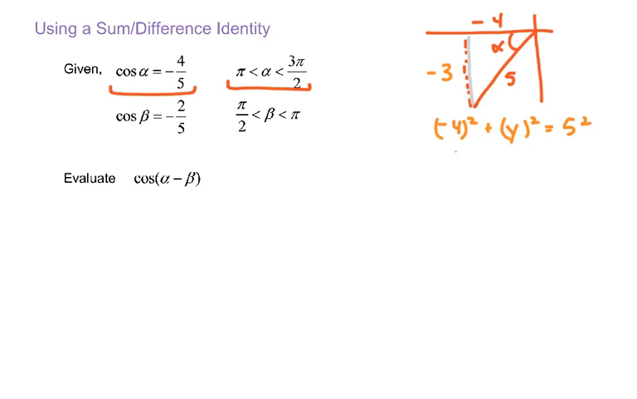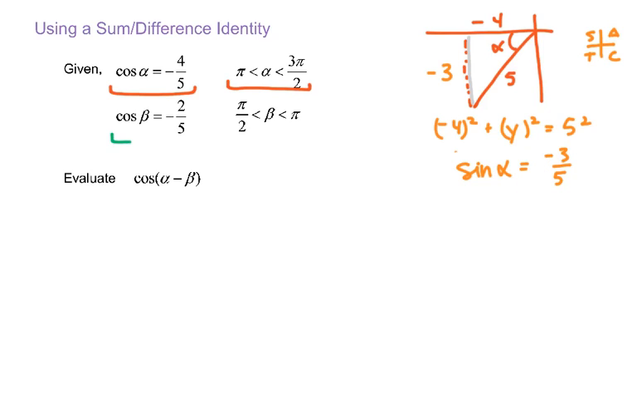Now, sine of alpha, opposite over hypotenuse, is going to be negative 3/5. That should make sense, because both sine and cosine are negative. If we think all students take calculus, tangent and cotangent are the only trig functions that are positive in quadrant 3. So sine and cosine should both be negative values.